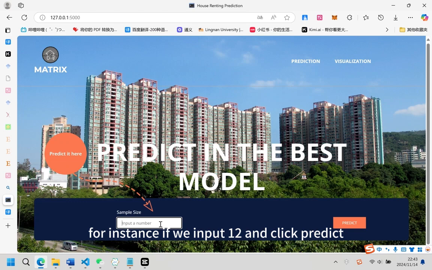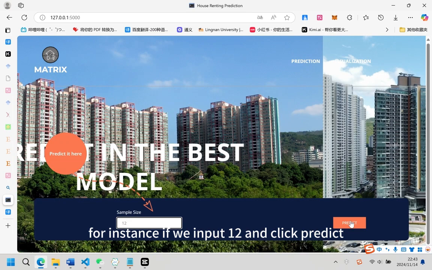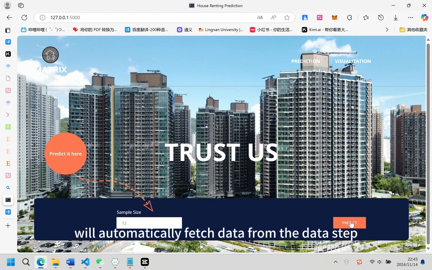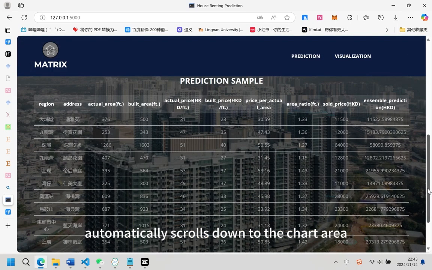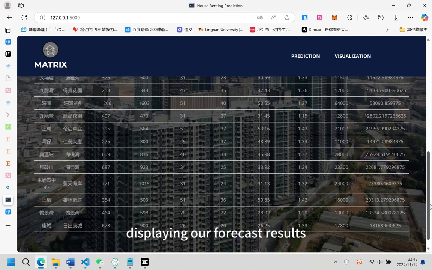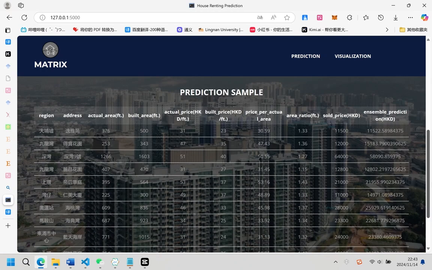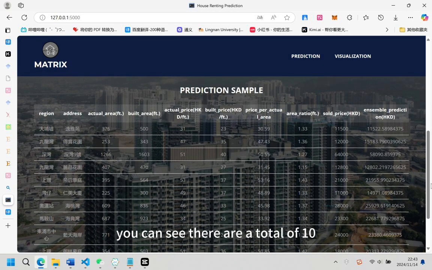For instance, if we input 12 and click predict, the system will automatically fetch data from the dataset for forecasting. At this point, the front end automatically scrolls down to the chart area displaying our forecast results. You can see there are a total of 10 columns of data here.